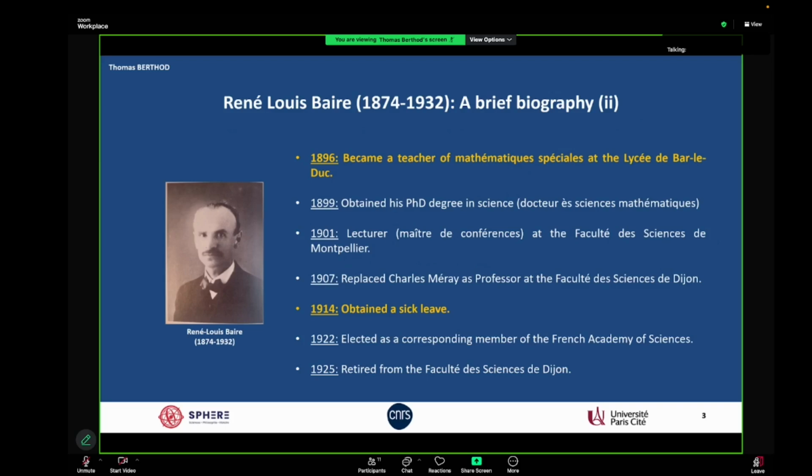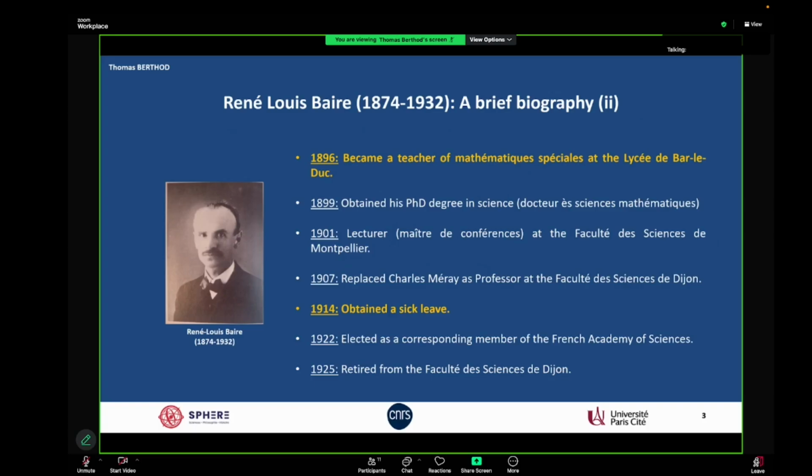He finished his PhD thesis in 1899, and you could see on this slide also that he became a professor at the Faculté des Sciences de Dijon in 1907. He replaced Charles Méret, and he stayed in this university until the end of his career.